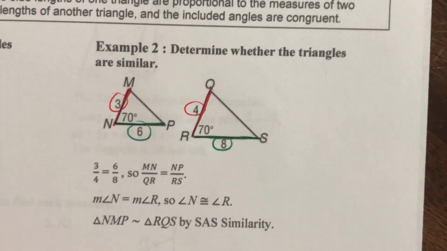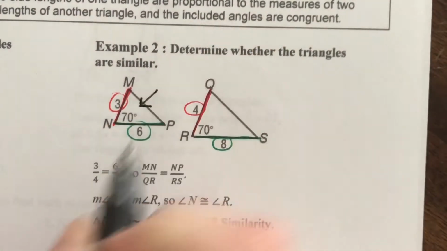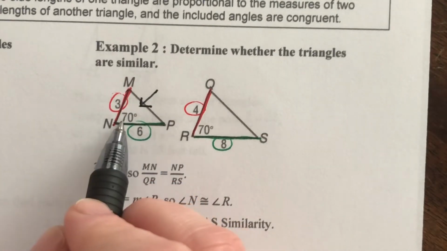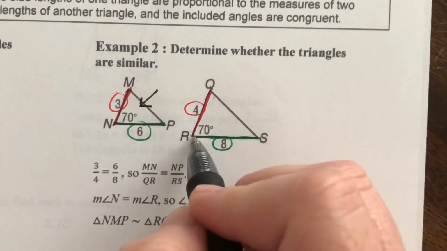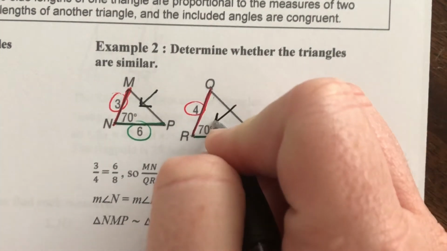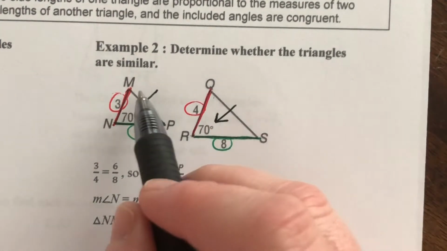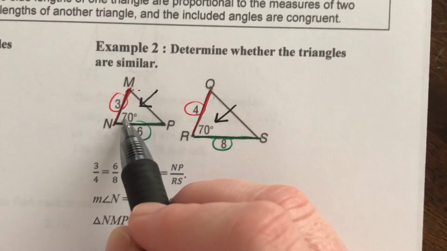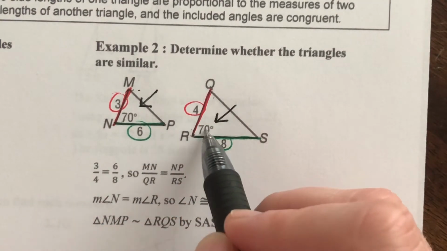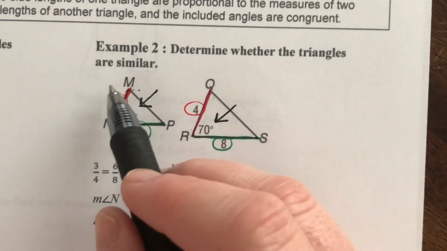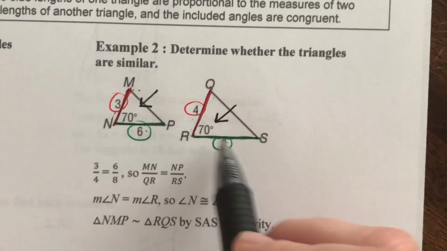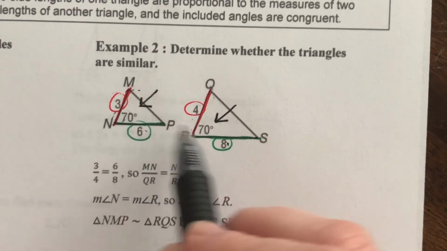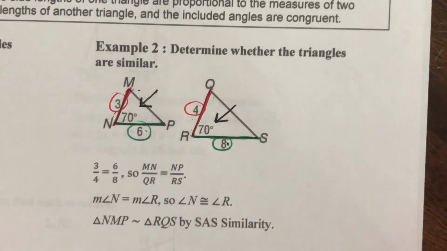And then one thing I also notice is that between these two sides in a triangle, the angle's 70 degrees, and between the corresponding two sides in the other triangle, that's also 70 degrees, right? So it's two sides and the angle between them. Side, angle, side. So as long as these sides are proportional, meaning the ratio is the same, if the angle between them is congruent, then we know that the triangles are similar because of side, angle, side.